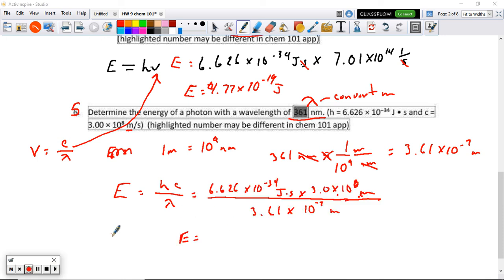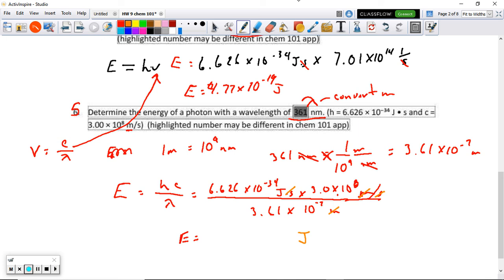All right, so looking at this real quick, we have Planck's constant, which is 6.626 times 10 to the negative 34 joules seconds times 3.0 times 10 to the 8th meters per second. All right, so that means that we can cancel out seconds right here, and we're left with joules, meters, and then we have meters underneath there, and we can cancel that out. So that's going to leave our answer in just being joules.